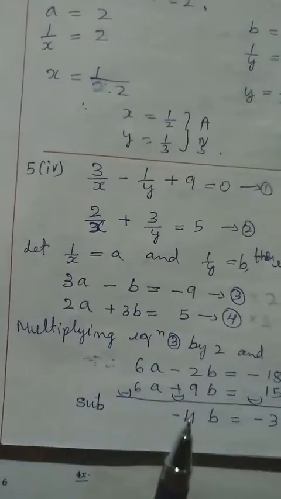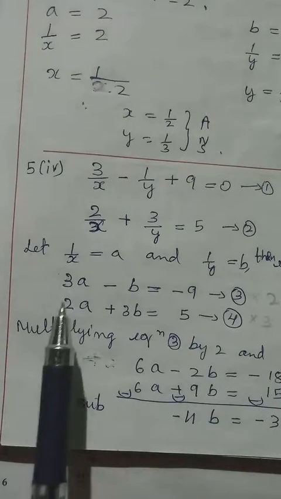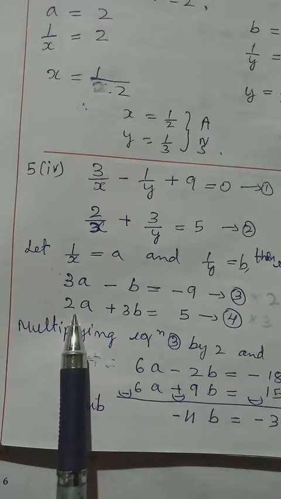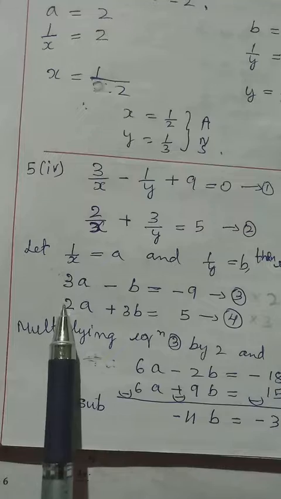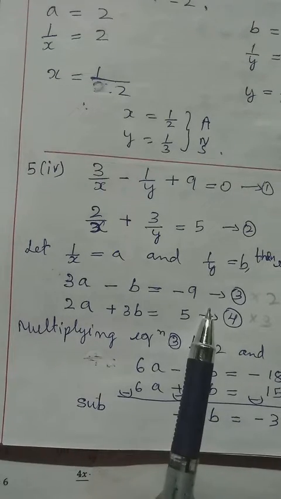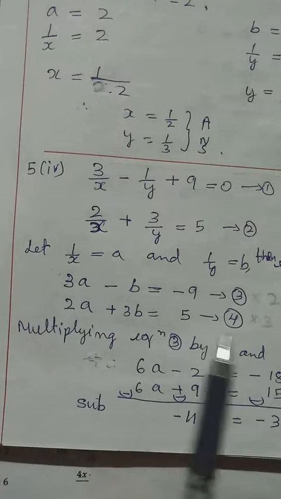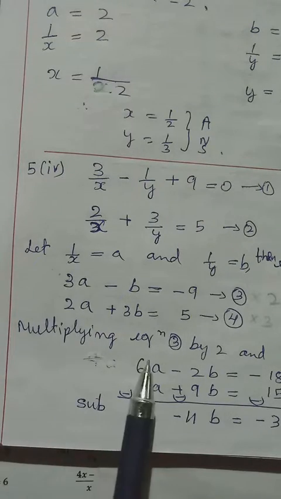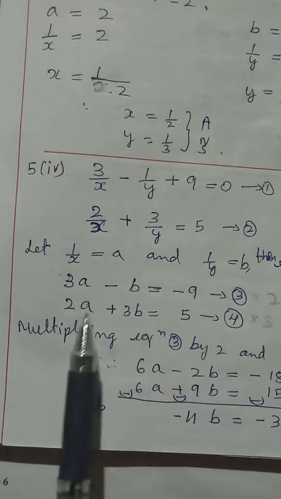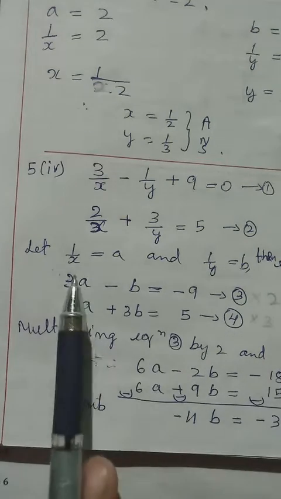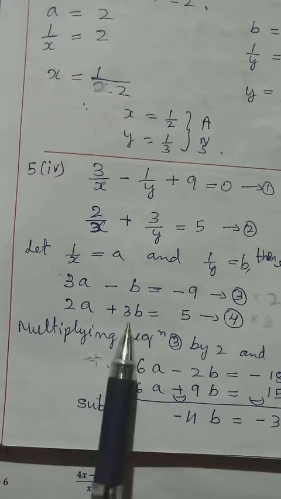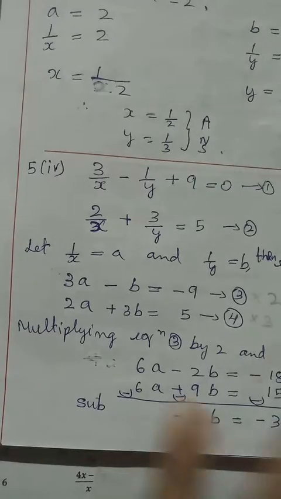So next, we can solve them simultaneously. Here 2 and 3, they are different. So this 2 from 4, we multiply the first equation. Then 3, we can multiply the second. 2 into 3, we have 6. 2 into b, 2b. 2 into 9, 18. 3 into 2, 6, 3 into 3, 9, 3 into 5, 15.